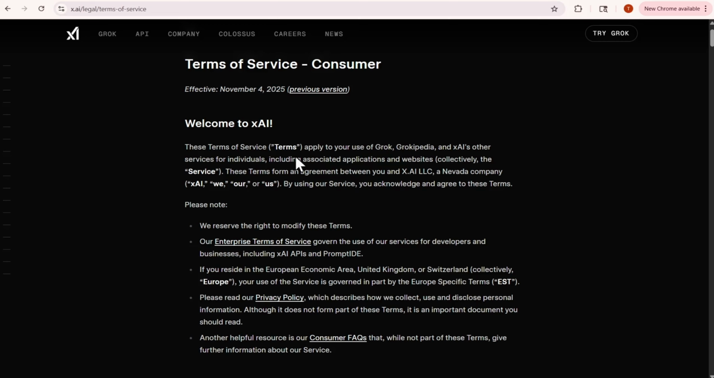Grokipedia and xAI's other services for individuals, including associated applications and websites. Now, I really love this, and I didn't address it before because there's so much material in this video. We're not going to go over everything. If you're looking for a counsel to help you draft terms of service, take a look at my description below. I'd love to work with your business.